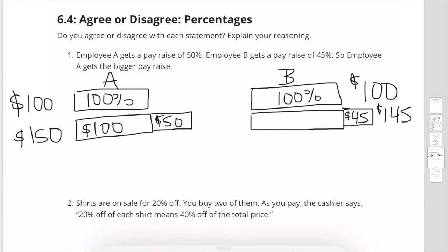Yes. But what about if employee B made $200 a week? So now the 100% is $200, but 45% of that would be $90. So now who gets the bigger pay raise? A, that's getting a $50 pay raise, or B, that's getting a $90 pay raise? Employee A may not get the bigger pay raise. Employee A would get the bigger pay raise if they were both making the same amount originally. But if they make different amounts, then it's not always going to be the same person that gets the bigger pay raise.